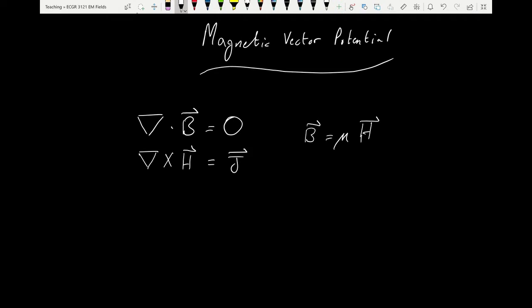This is one and this is two. Two is called Ampere's law, a very important law in magnetostatics.